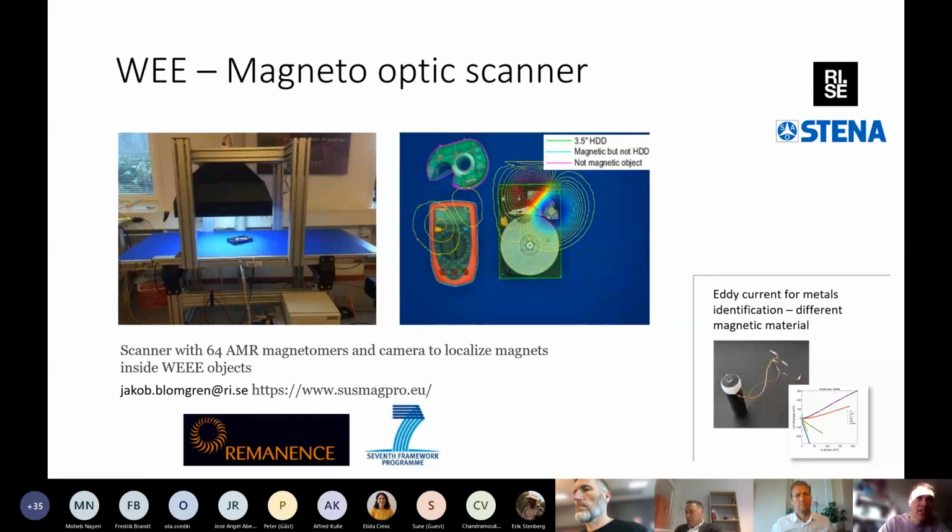Also a very interesting project is the use of magnetic sensors to identify magnets in different equipment, in hard drives here you see, and this research is mainly done by RISE. You have the contact here, Jakob Blomgren, who is also in the meeting.